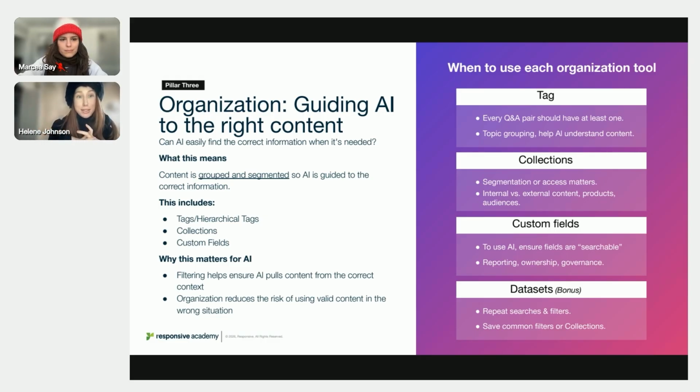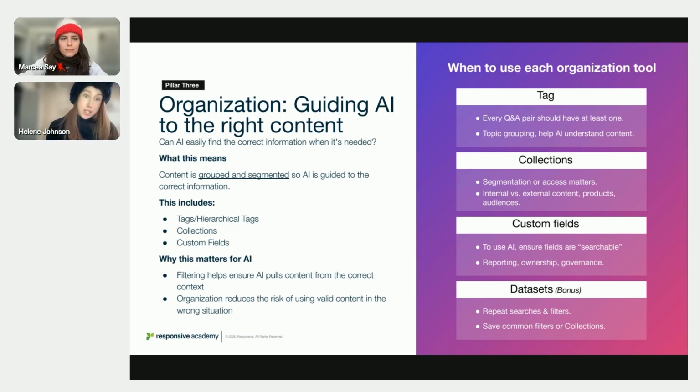A rule of thumb that hasn't changed with AI is every Q&A pair should have at least one tag. Of course, you can use that content health dashboard to help you figure that out. It's going to help your AI understand the content by topics. So that's a great option. If you're new to starting, tags are great for you.